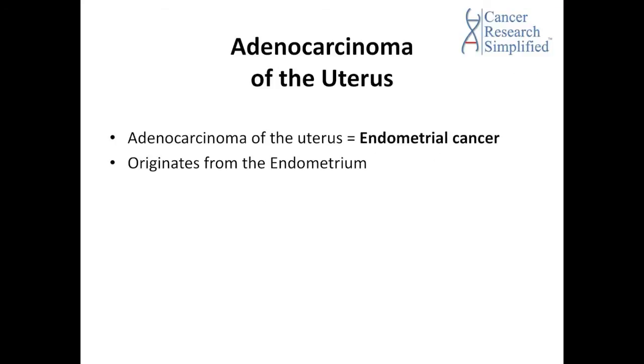Adenocarcinoma of the uterus is also known as endometrial cancer. This type of cancer originates from the tissue that lines the uterus. As I mentioned before, endometrium means the inner lining of the uterus. So adenocarcinoma of the uterus, or endometrial cancer, is a carcinoma of the endometrium.